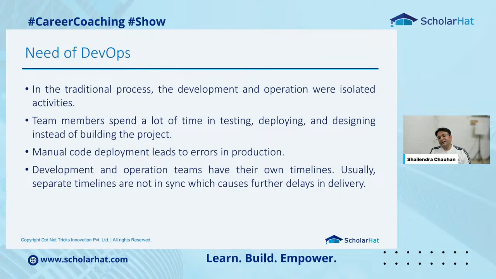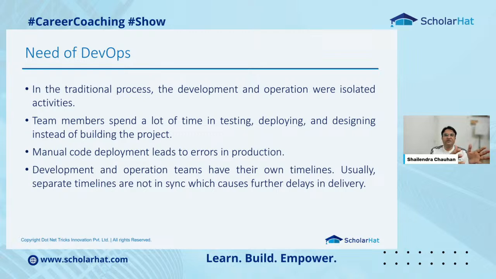So now the question is: what is the need of DevOps? As I said, in the traditional process, the development part and the operation part, meaning the deployment part, are isolated activities. So we had two teams before DevOps. One team was dedicated to completing the development things, one team was dedicated to the operational things. So what happens if there is a delay from the development team? Of course, there would be a delay at the operation team as well.